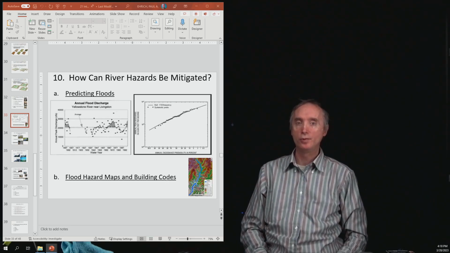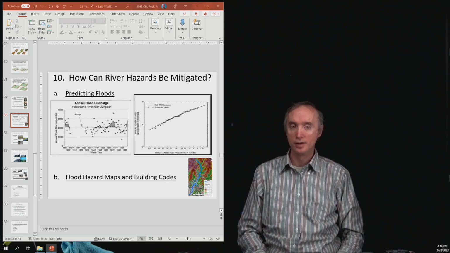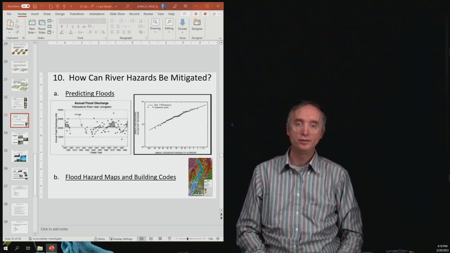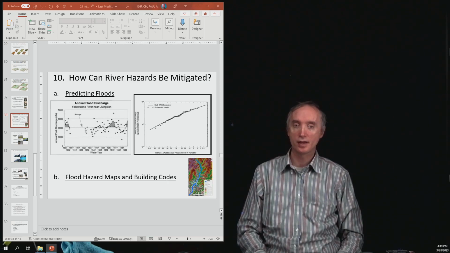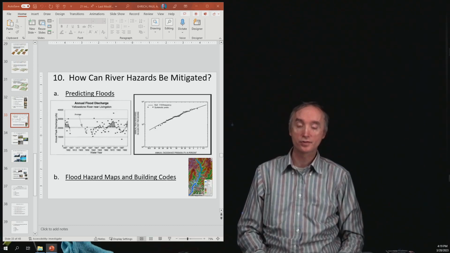Okay, so now we want to find out how can river hazards be mitigated. In order to do that, we're going to need to know how often a river floods and how severe that flooding is. These two charts are illustrative of the Yellowstone River in Wyoming in North America.